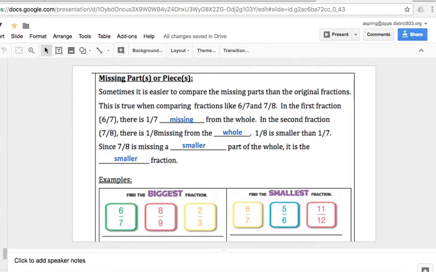So if you have a slice left over out of 8 slices, that part is actually smaller than having 1 slice left over that's a pizza made out of 7 slices. Since 7/8 is missing a smaller part, it is the smaller fraction.